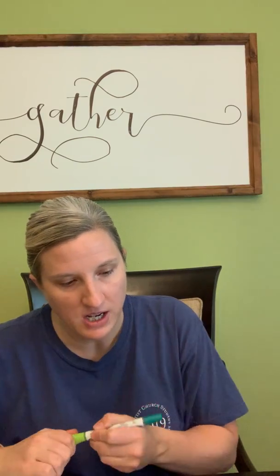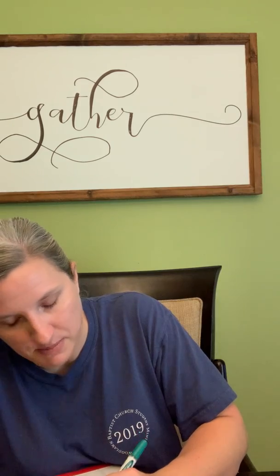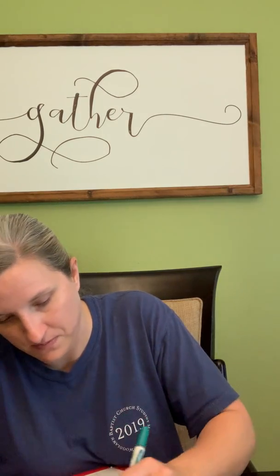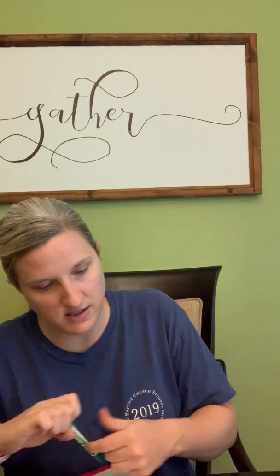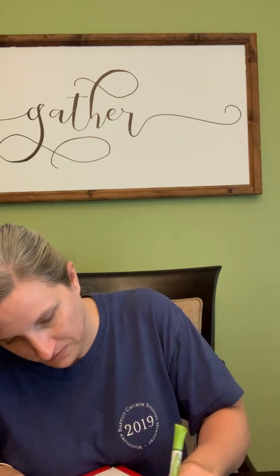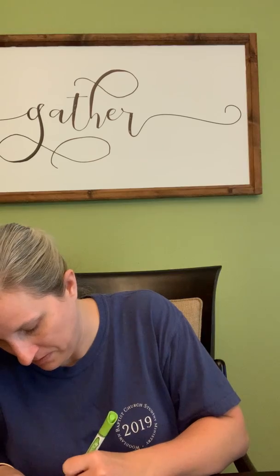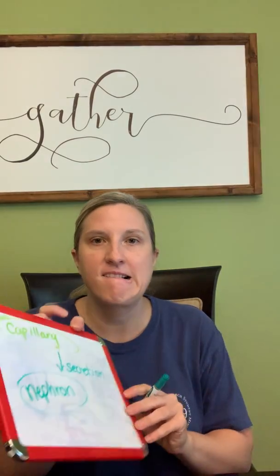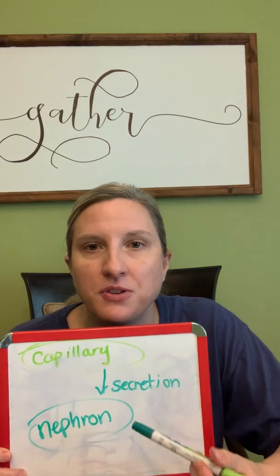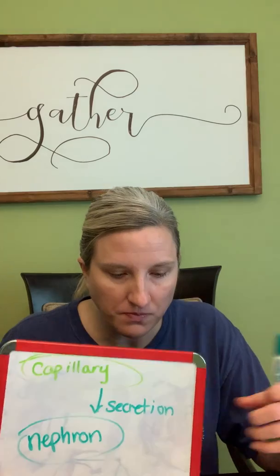All right, so urine formation, step 4. We've got the reabsorption of the water. Secretion happens from capillary to nephron. Secretion goes this way. You've got your capillary here and your nephron here, and secretion is going to go from capillary to nephron.